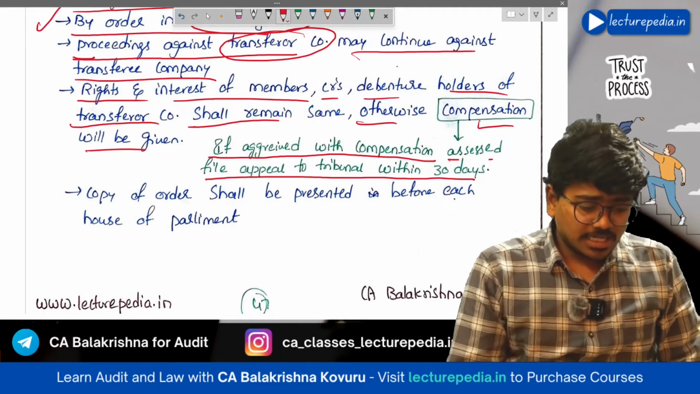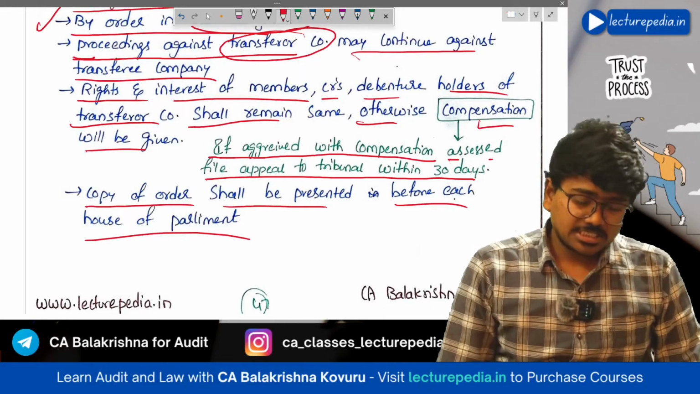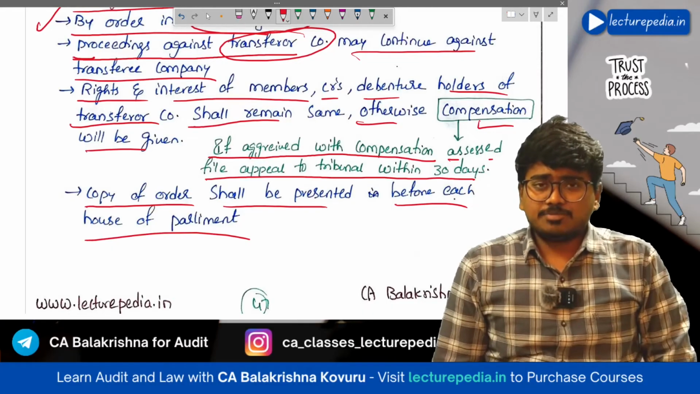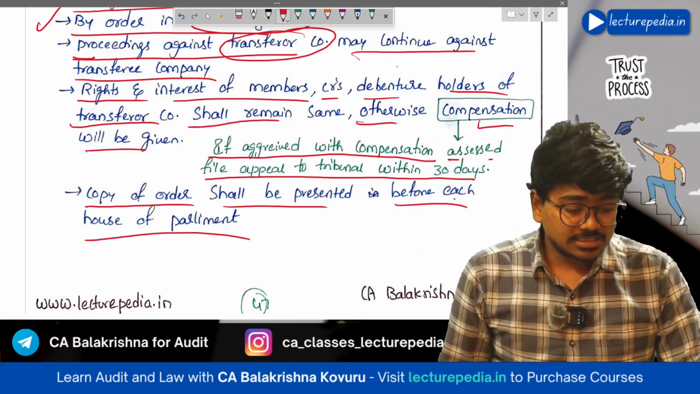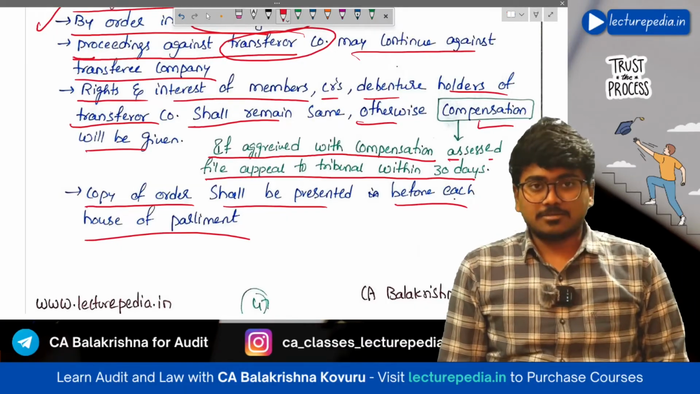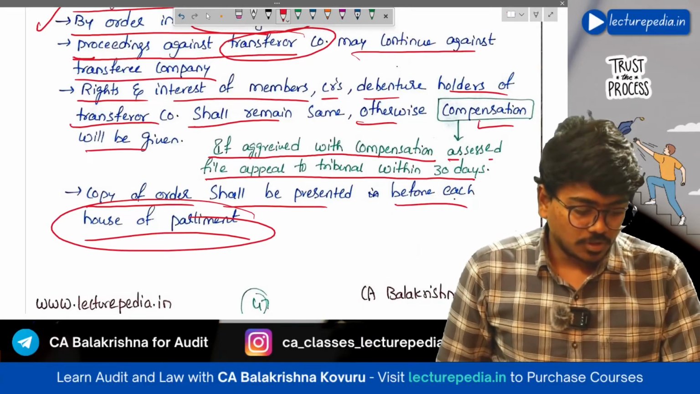Next, once that order has been passed in the official gazette, a copy of the order shall be presented before each house of the parliament. Since this amalgamation is taking place in the interest of the public by the central government, it has to be placed before the houses of parliament. Okay.